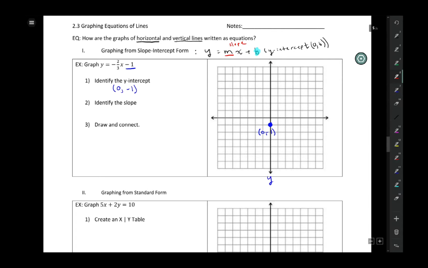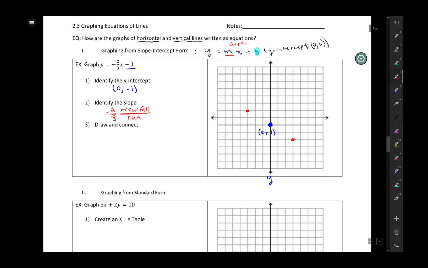Okay, identify the slope. Easy enough. The slope is -2/3. That means a few things. That means our rise or fall over the run. So from our y-intercept, we're going to go down 2, 1, 2, and to the right 3, 1, 2, 3. Or we can rise 2, up 2, and go to the left, 1, 2, 3.